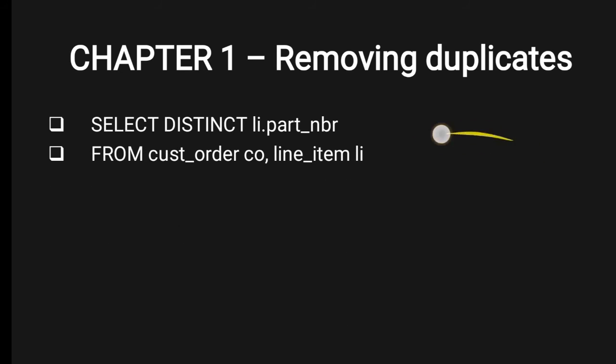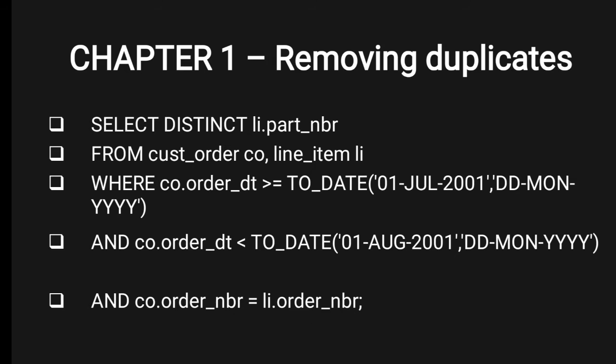Removing duplicates. In some cases, your result set may contain duplicate data. For example, if you are compiling a list of parts that were included in the last month's orders, the same part number would appear multiple times if more than one order included that part. If you want duplicates removed from your result set, you can include the distinct keyword in your select clause.